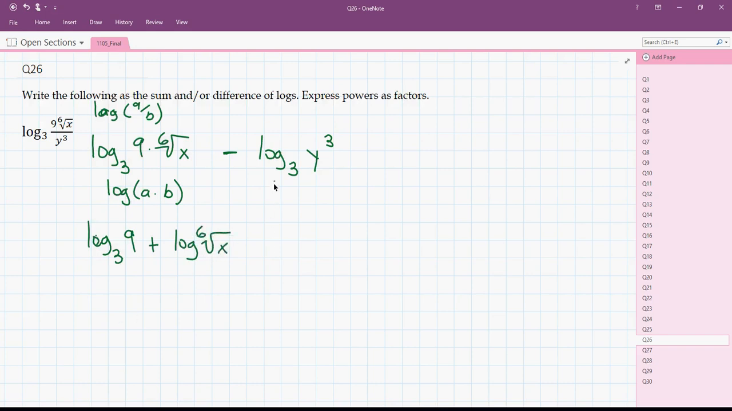And for this, I'm going to use the log power rule. So log of a to the b, the power just comes out and down. So this becomes minus 3 log base 3 of y.